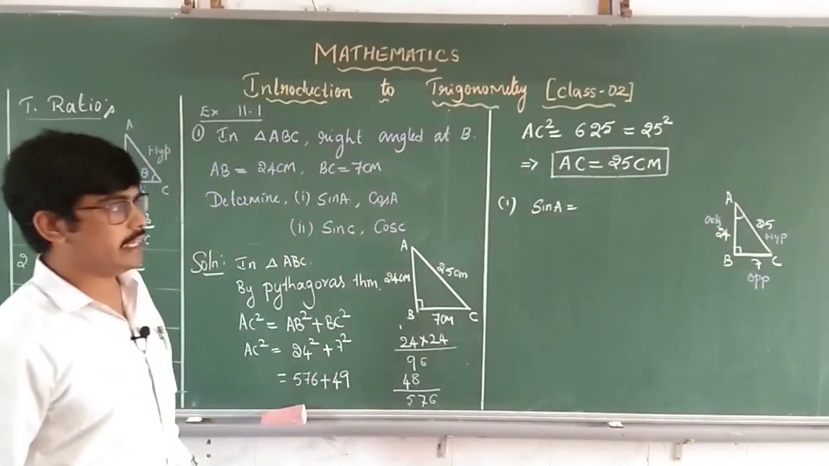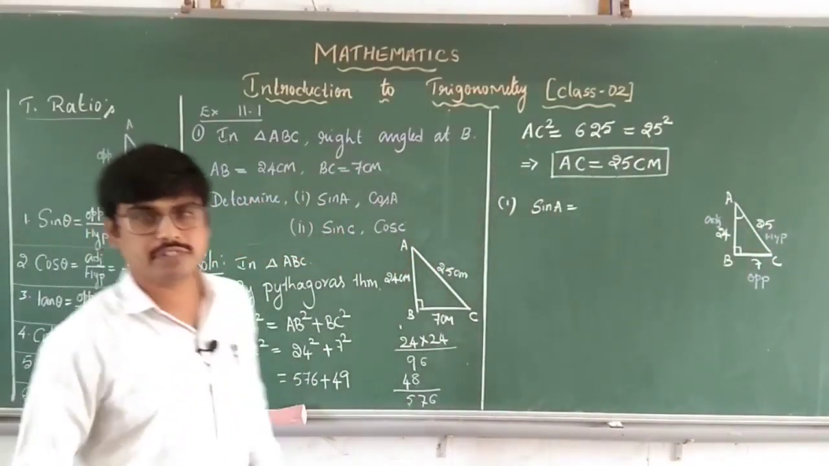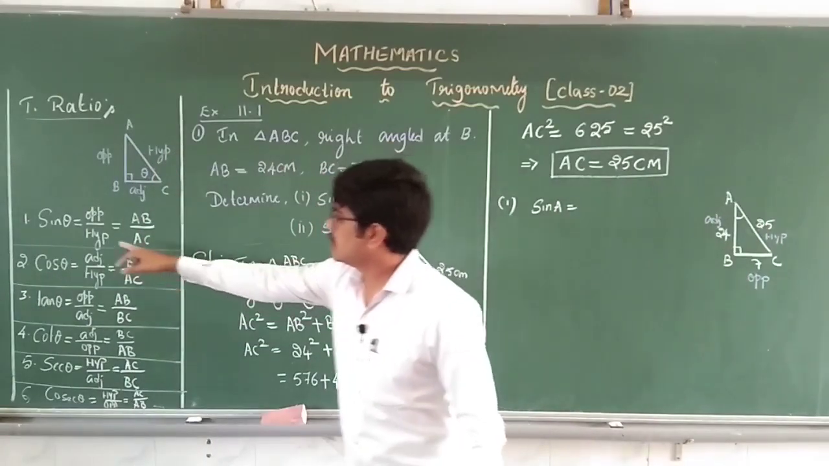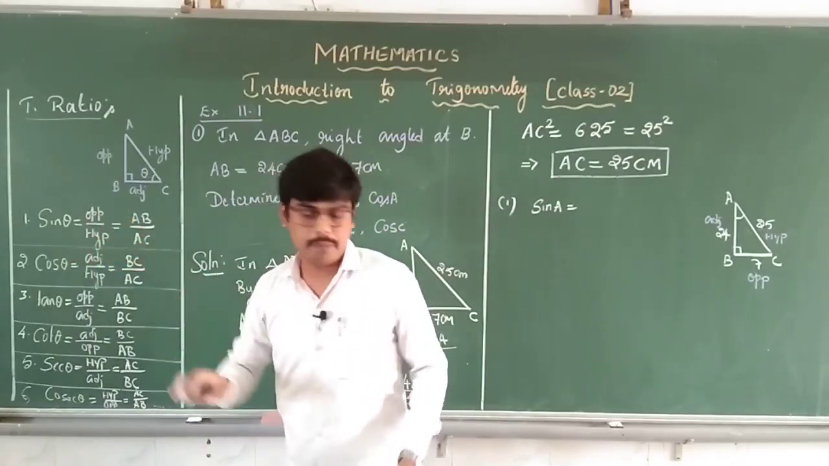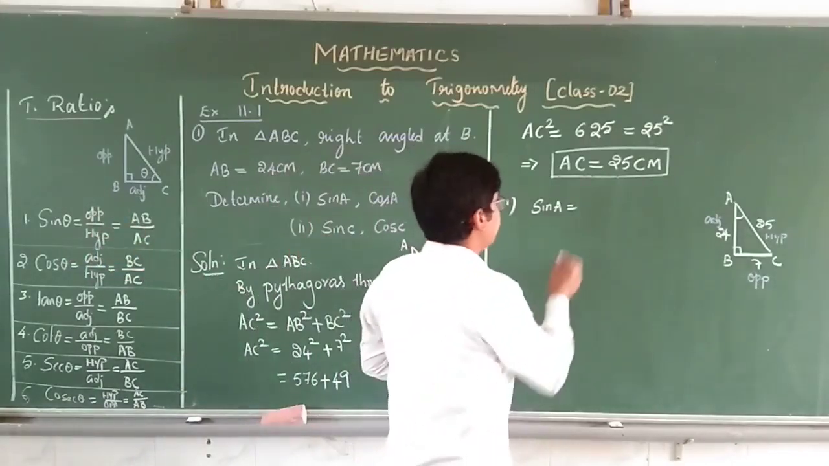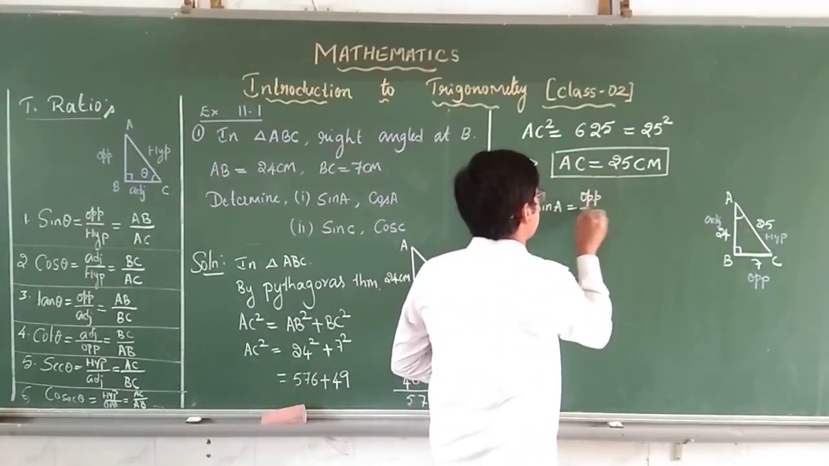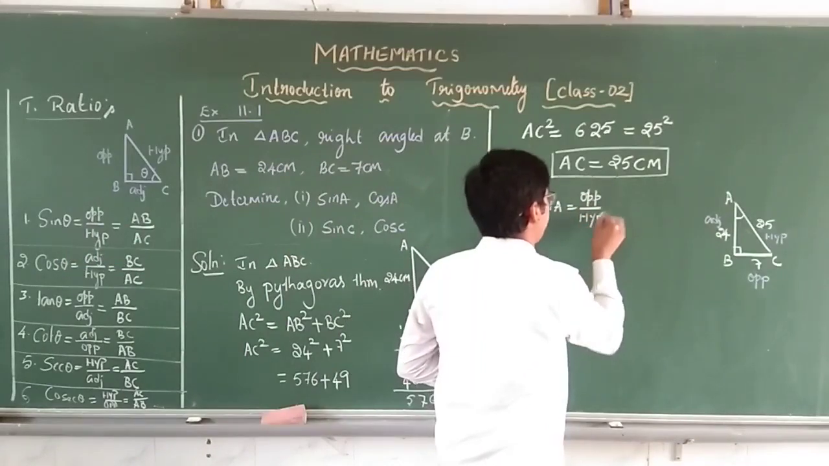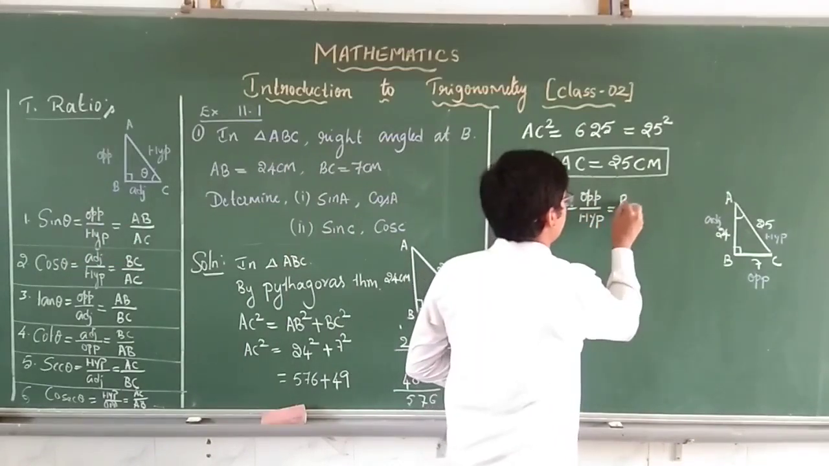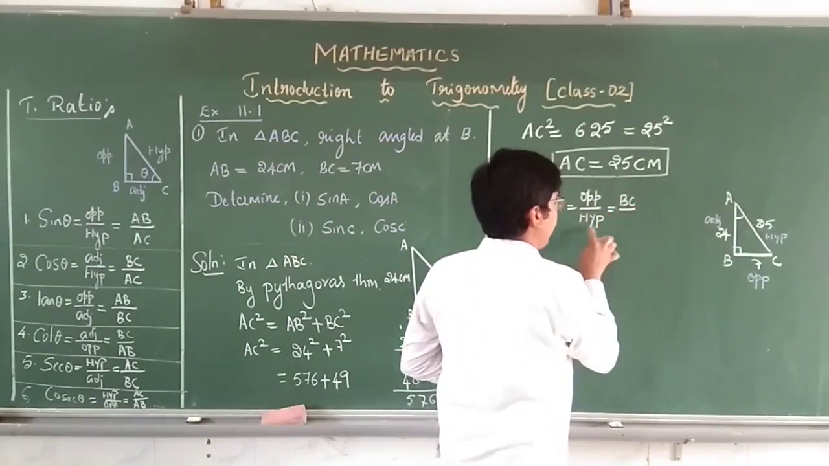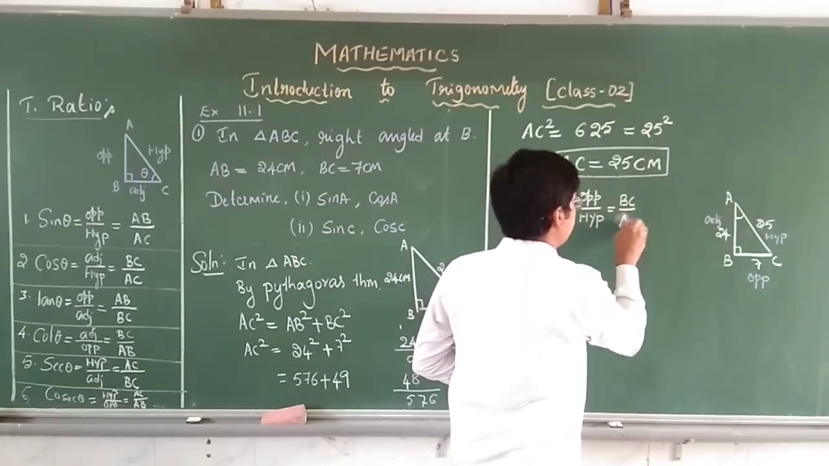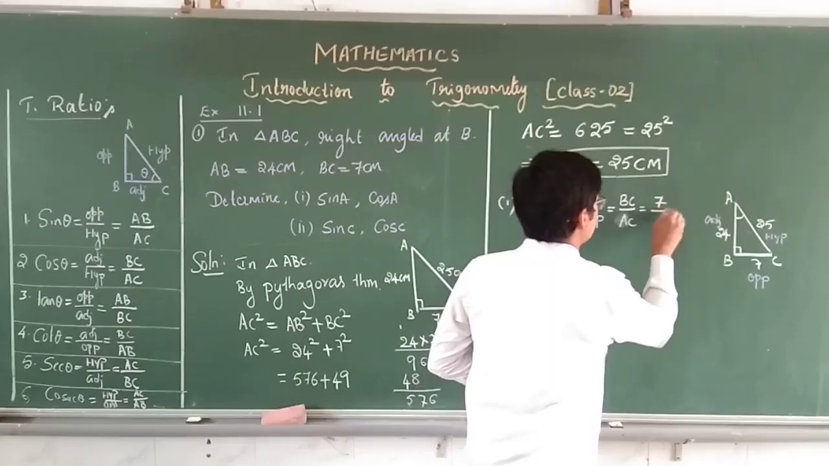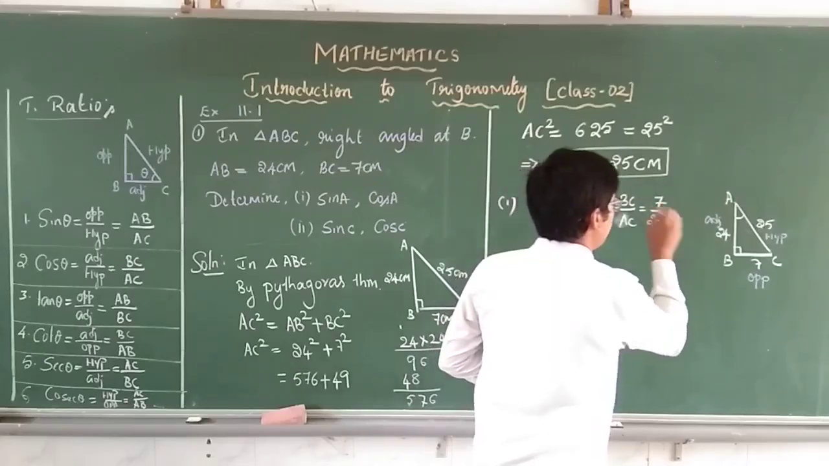Now define sine A here. What is the definition of sine A? Sine theta is the ratio of opposite side to hypotenuse. So I can write this as opposite by hypotenuse. Which is the opposite side here? BC divided by hypotenuse AC. This is equal to 7 divided by 25 will be the result.